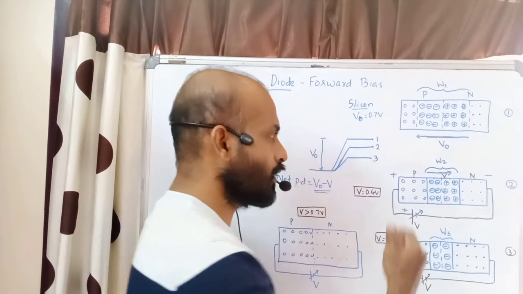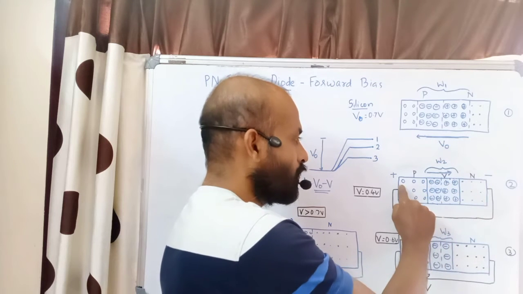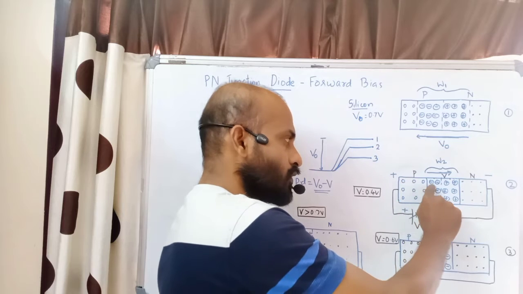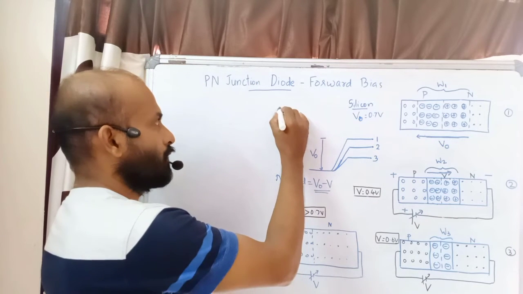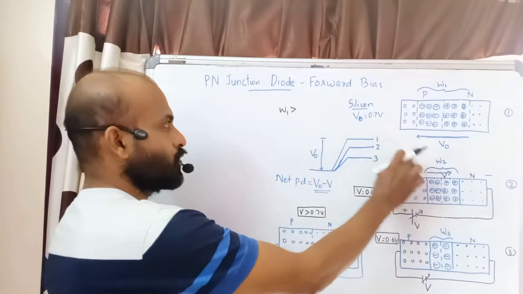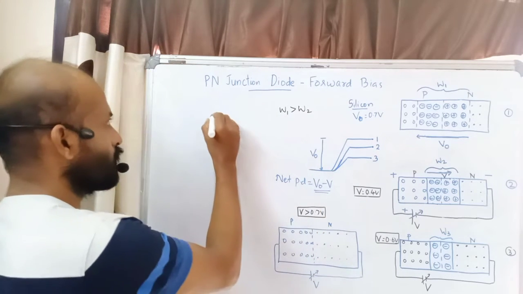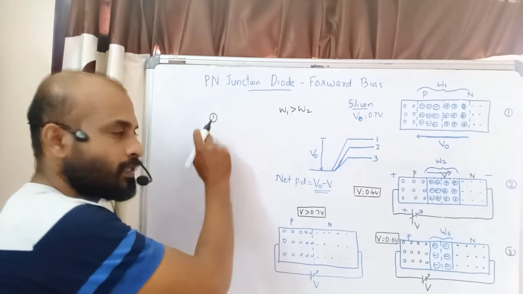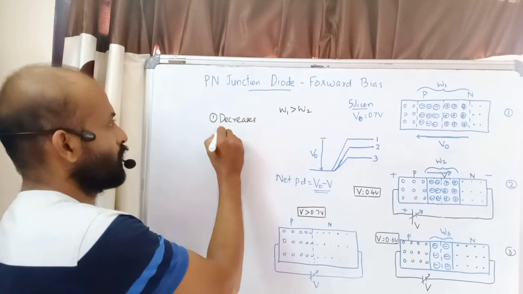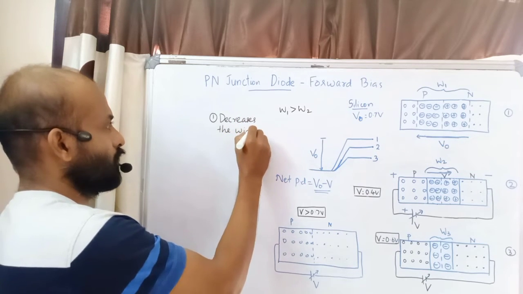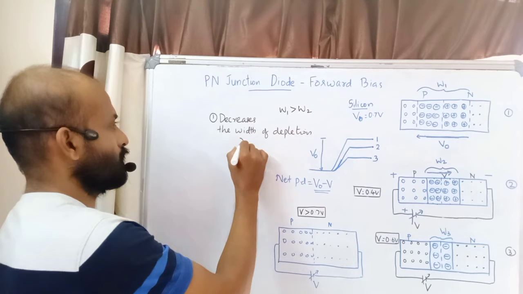So more and more electrons will move from the n side towards the depletion region. Holes move from the p side towards the depletion region. So the width of the depletion region goes on decreasing. Now we can write W1 is more, W2 is less. So the depletion region has less width. What is the effect of this forward biasing? The main effect of forward biasing is that it decreases the width of the depletion region. That's the first effect.